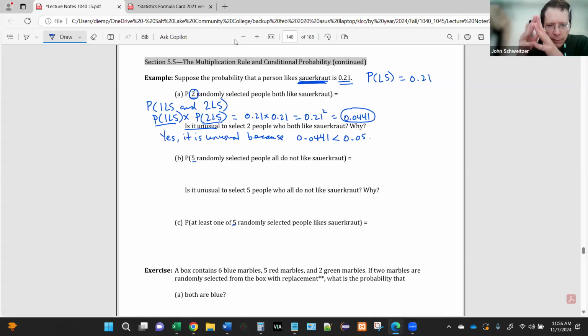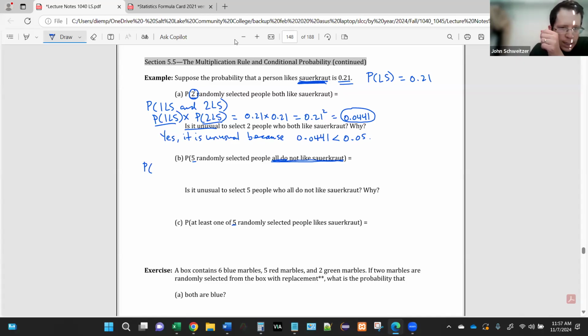Okay, so we're going to randomly select 5 people. What's the probability that all of them do not like sauerkraut? Okay, so how would that work? Well, if all of them do not like sauerkraut, I'm going to write this out in what'll appear to be a strange way.